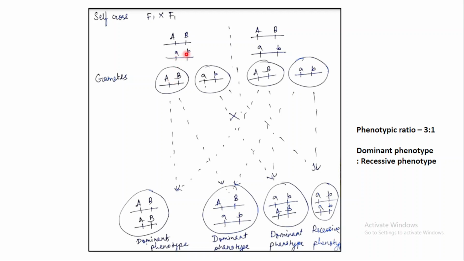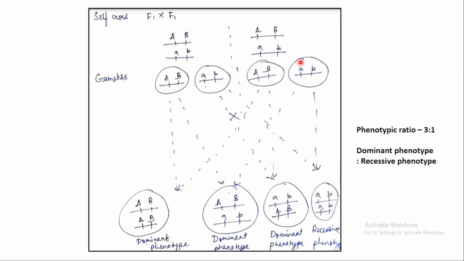And small ab will also inherit together because they are also tightly linked, because these two loci are tightly linked. So we will have a gamete with capital A, capital B, and another gamete with small a, small b. And similarly for the other parent.